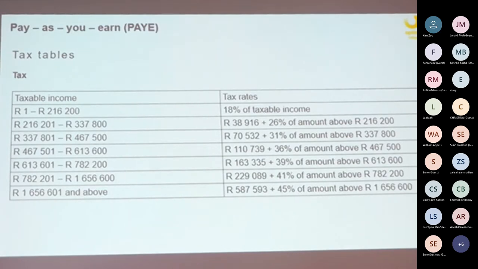Take your 229,445 and deduct the previous bracket's upper limit, which is 216,200. 229,445 minus 216,200 is going to give you around about 13,000 somewhere. 13,245. Okay, now that 13,245, you have to multiply by the percentage in the second bracket, which is 26%.